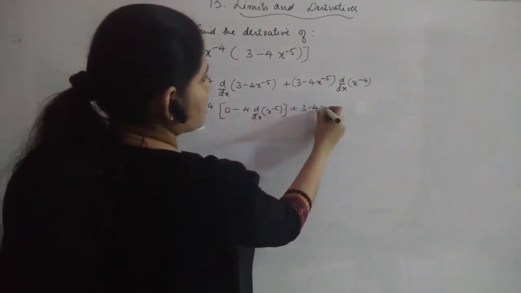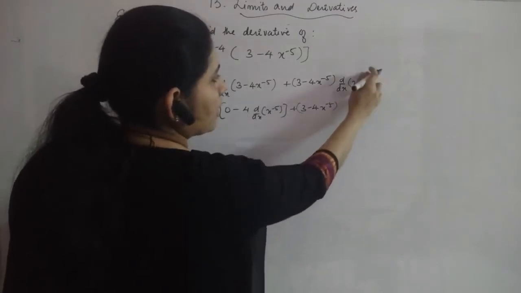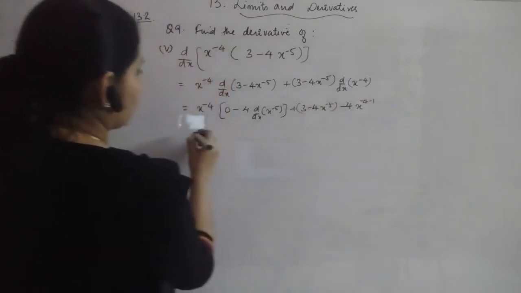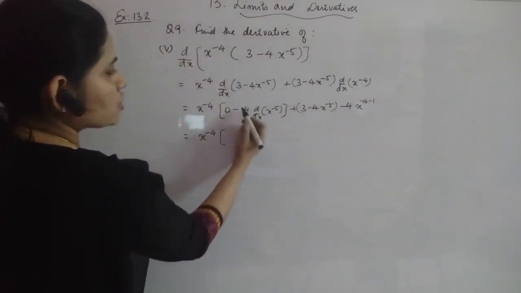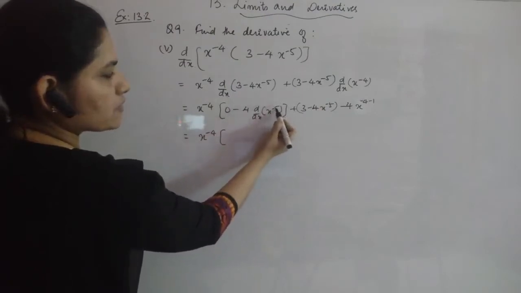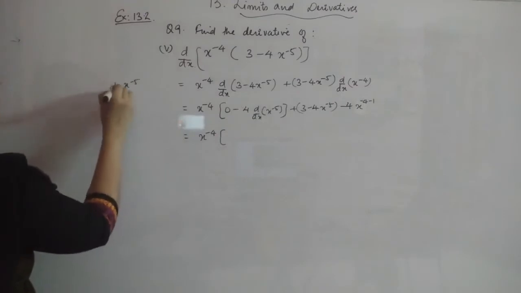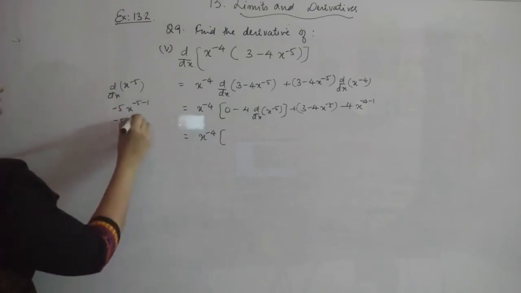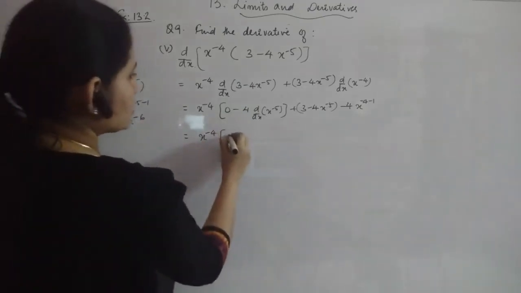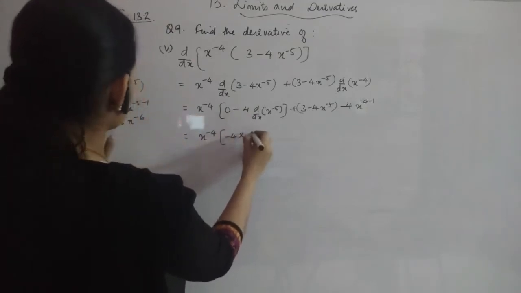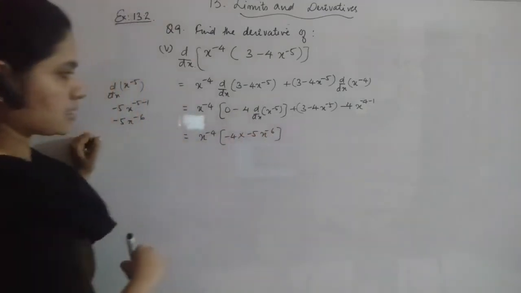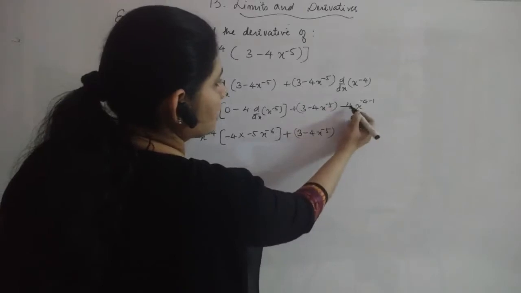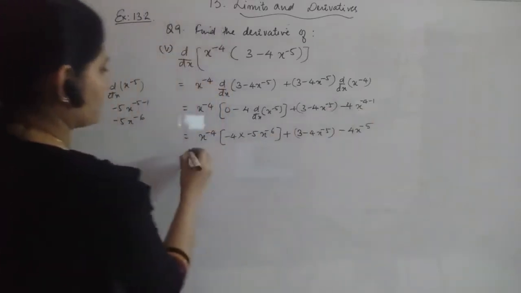Then 3 minus 4 x raised to minus 5 into derivative of, again x raised to minus 4 will give you minus 4 x raised to minus 4 minus 1. So x raised to minus 4 into, this will become, see here the derivative of x raised to minus 5 will give you minus 5 x raised to minus 5 minus 1, that is minus 5 x raised to minus 6. Okay, so it is minus 4 into minus 5 x raised to minus 6 plus 3 minus 4 x raised to minus 5 into, here again you will get minus 4 x raised to minus 5.